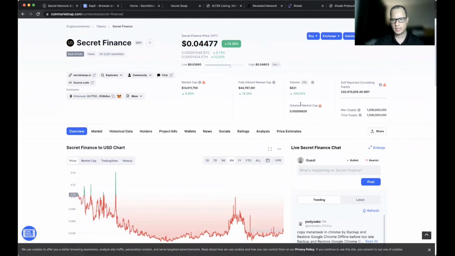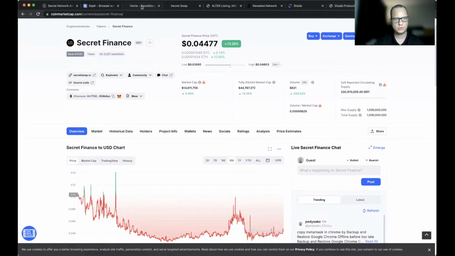You can see that it has a billion tokens total supply. This is the Secret Finance DAO token, or the governance token, and it's sub 5 cents. It's super inexpensive, reasonable, and easily obtainable. It's easy to get a small bag of and then just hold it for a while if that's what you want to do.